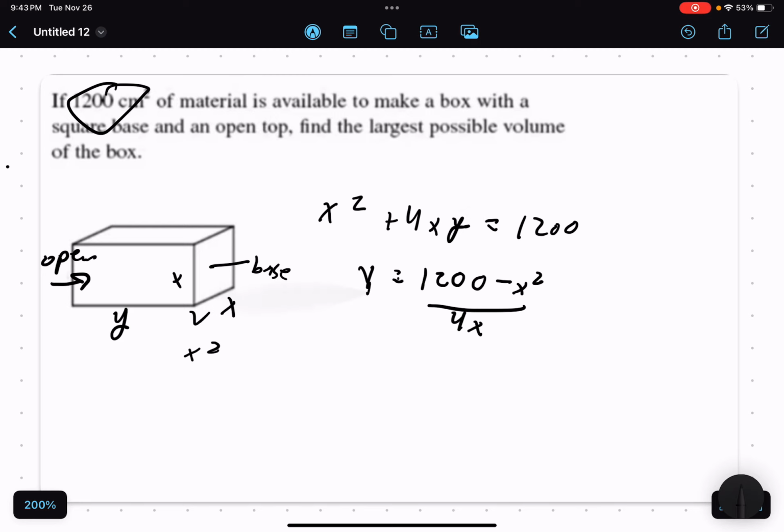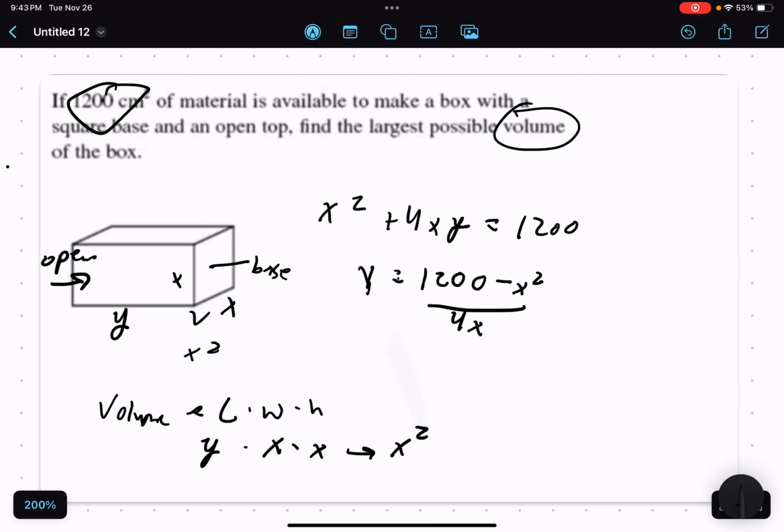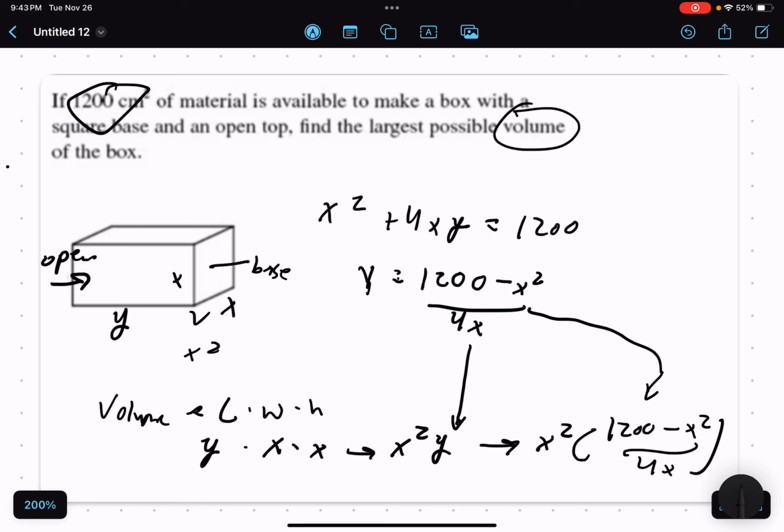So once you do this, since it does want us to find the volume, we also have to use the volume equation. So volume is equal to length times width times height, or y times x, which gets us x squared y. Now this represents y, so we can plug this into y, which would get us x squared times 1200 minus x squared over 4x. Remember that this right side here is just this value, or this equation.